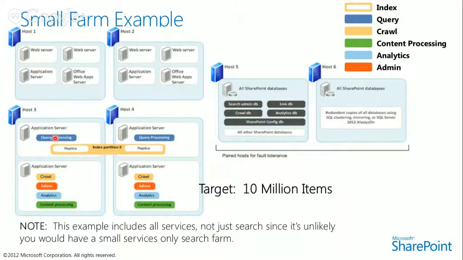We have an application server where the query processing component is running, and we are also hosting the index partition. There is only one index partition, which is index partition 0, and the replica is hosted on this server. And in the same way you will have all the components: crawl, query, index partition, admin, analytics, and content processing, all of them running in high availability. In case one server or one host goes down, it needs to ensure that the other server will be able to take care of that particular component.